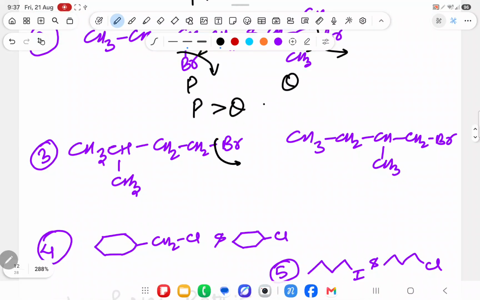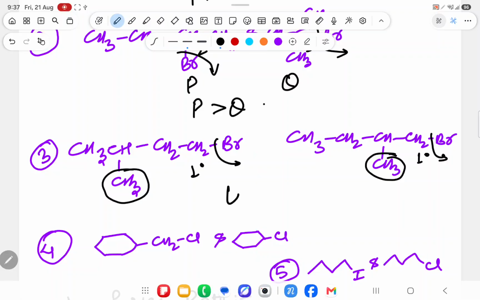Over here, after removing, this is 1 degree and this is also 1 degree. But here the branching is a little bit further, and here the branching is a little bit nearer, and branching is not good for SN2. It is good for SN1. So in this part, which one is good? Sorry, P is greater than Q, because branching is not good. Understanding or not? If you are not understanding, it means you have not seen the first lecture.